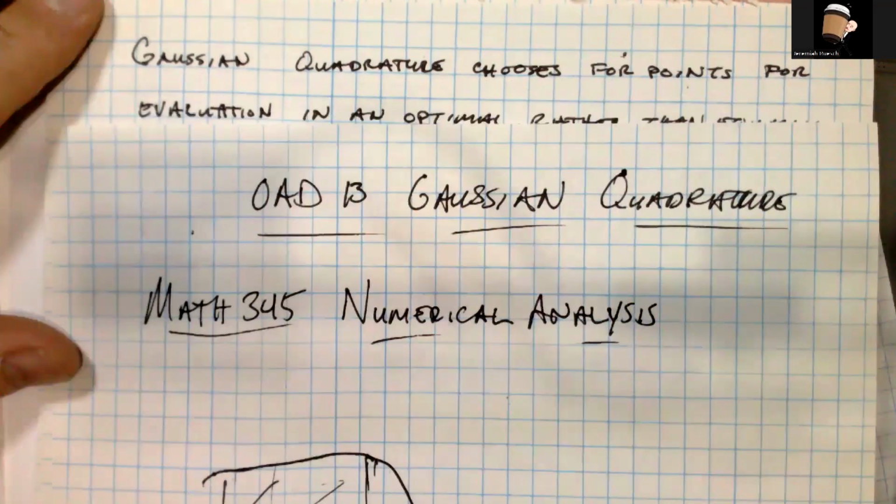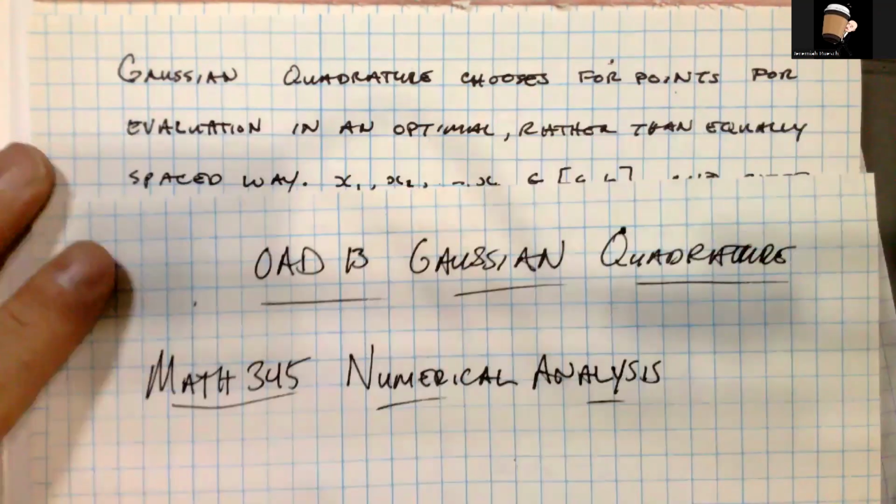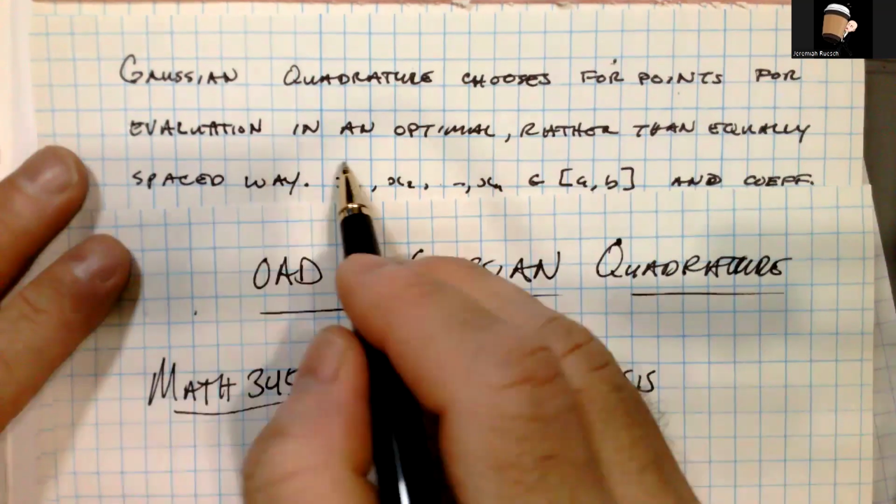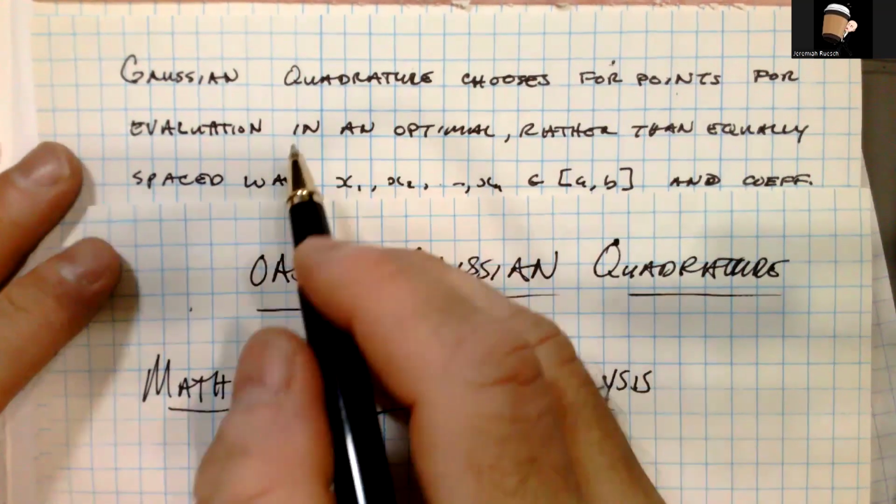So the Gaussian quadrature chooses points for evaluation.